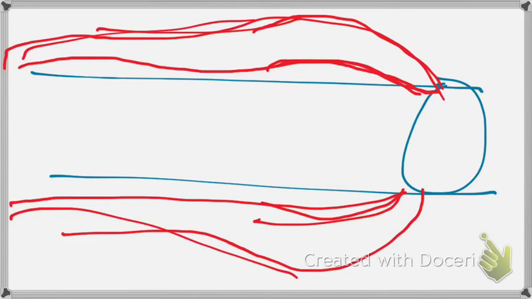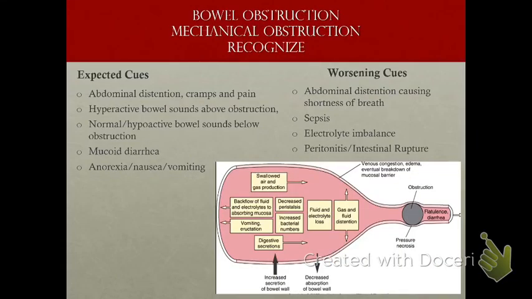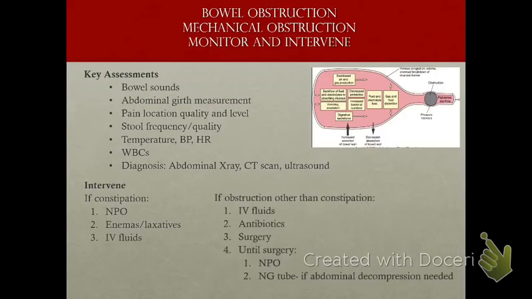Large bowel. If you have an obstruction in the large bowel, you've got like a mile or two of small intestine to take the distension. And so it takes a little bit more before you start seeing the wild symptoms of a worsening small bowel obstruction. So the worsening cue is that abdominal distension causes shortness of breath, because that's a sign that we've distended all the way through to the stomach. The stomach's big, and it's starting to press up on that diaphragm. Sepsis is, of course, like I said, infection, electrolyte imbalance, peritonitis, and intestinal rupture. So we've got to get the obstruction out of there.